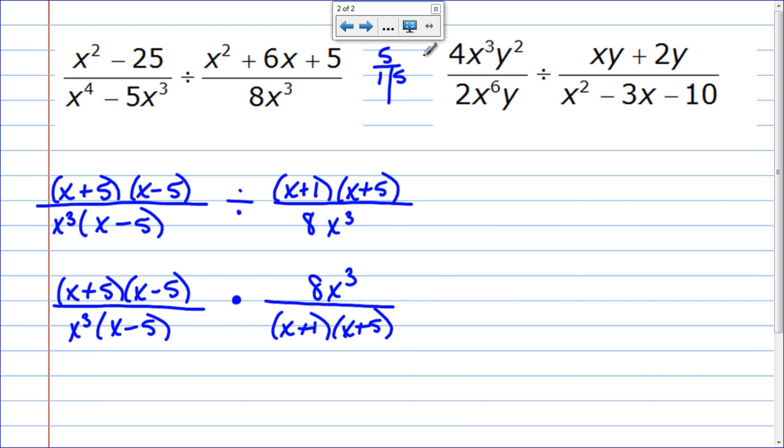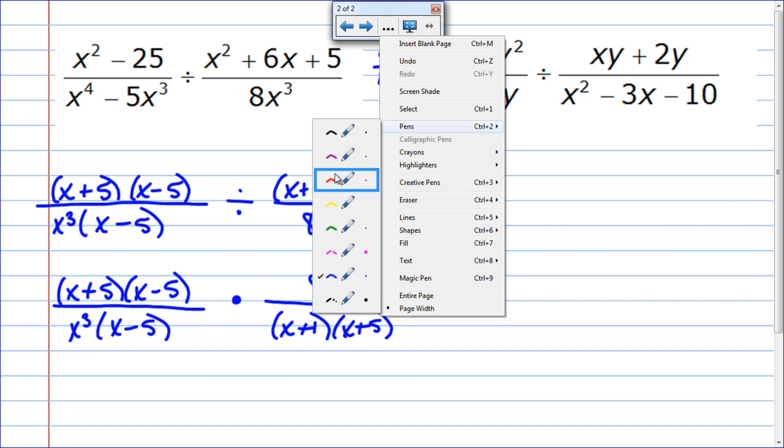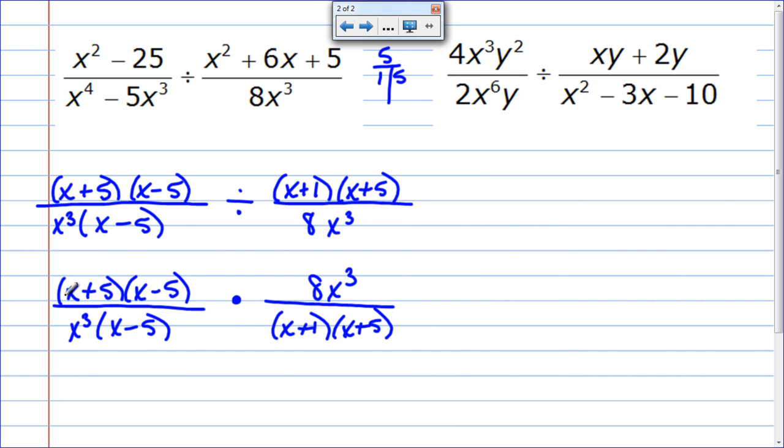So now we're going to start canceling numerators and denominators. So this x plus 5 will cancel that x plus 5. This x minus 5 with that x minus 5. This x cubed with this x cubed. I don't have anything left except for 8 over x plus 1. Done. So let's do this last one.